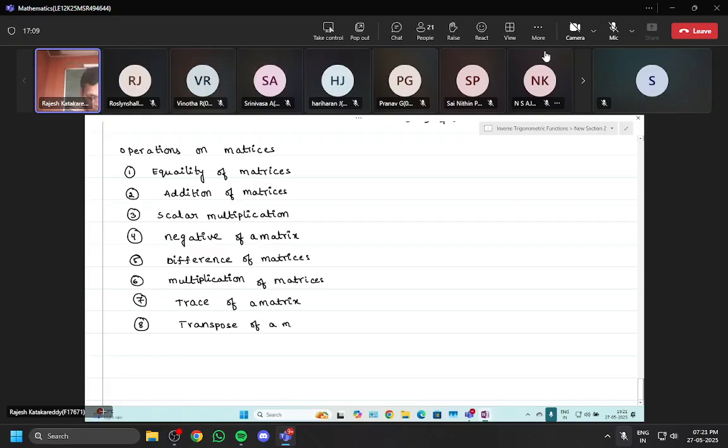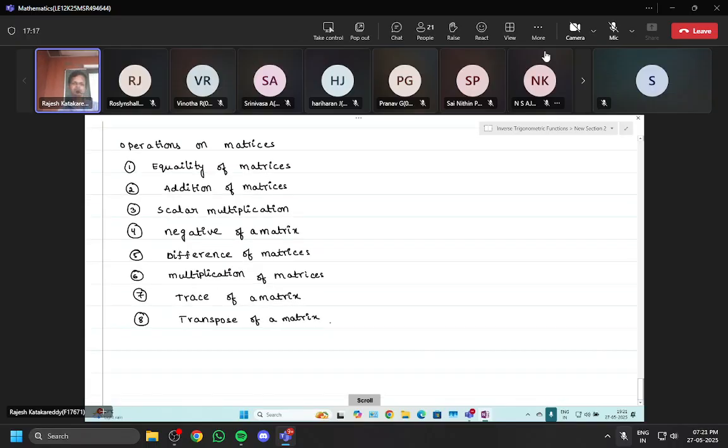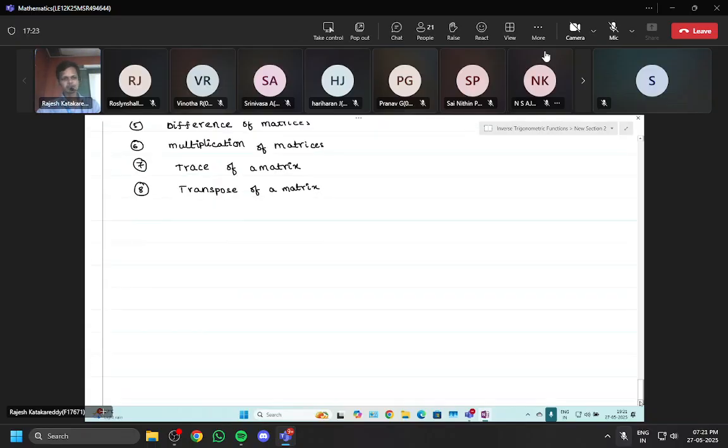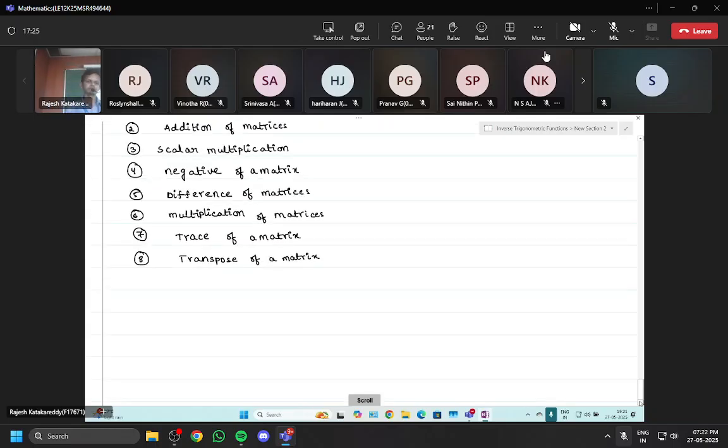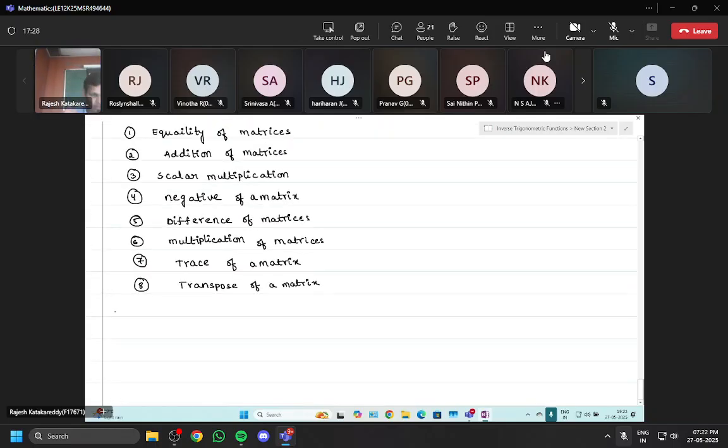In this, few are basic, but important is multiplication, trace, and transpose. Remaining all are basic things we are learning, right? So starting with first one, equality of matrices. Equality of two matrices.